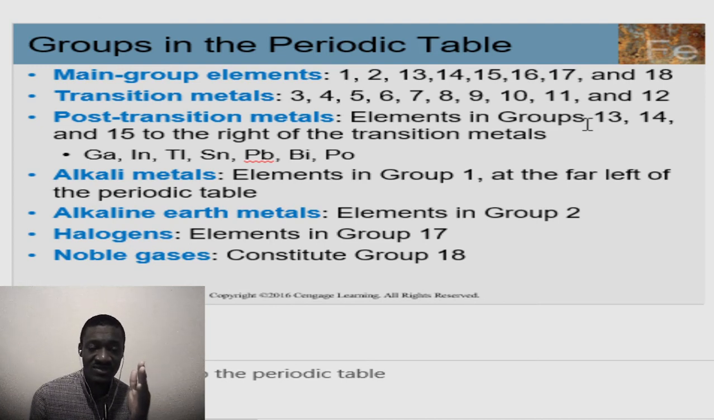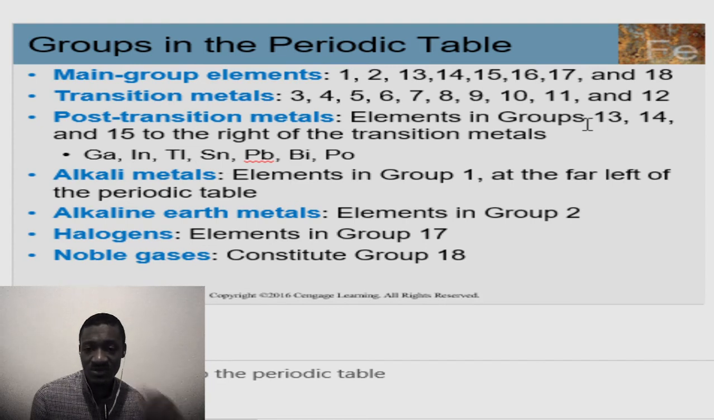So notice that you have the main group, which is your 1, 2, then 13. Because after the 10, 13 will start, and then you go down to 18. And then you have your transition metals, which are your 3 to 12, which are literally 10. So if you count 3, 4, 5, 6, 7, 8, 9, 10, 11, 12. So that's literally 10. And then you have your post-transition metals.